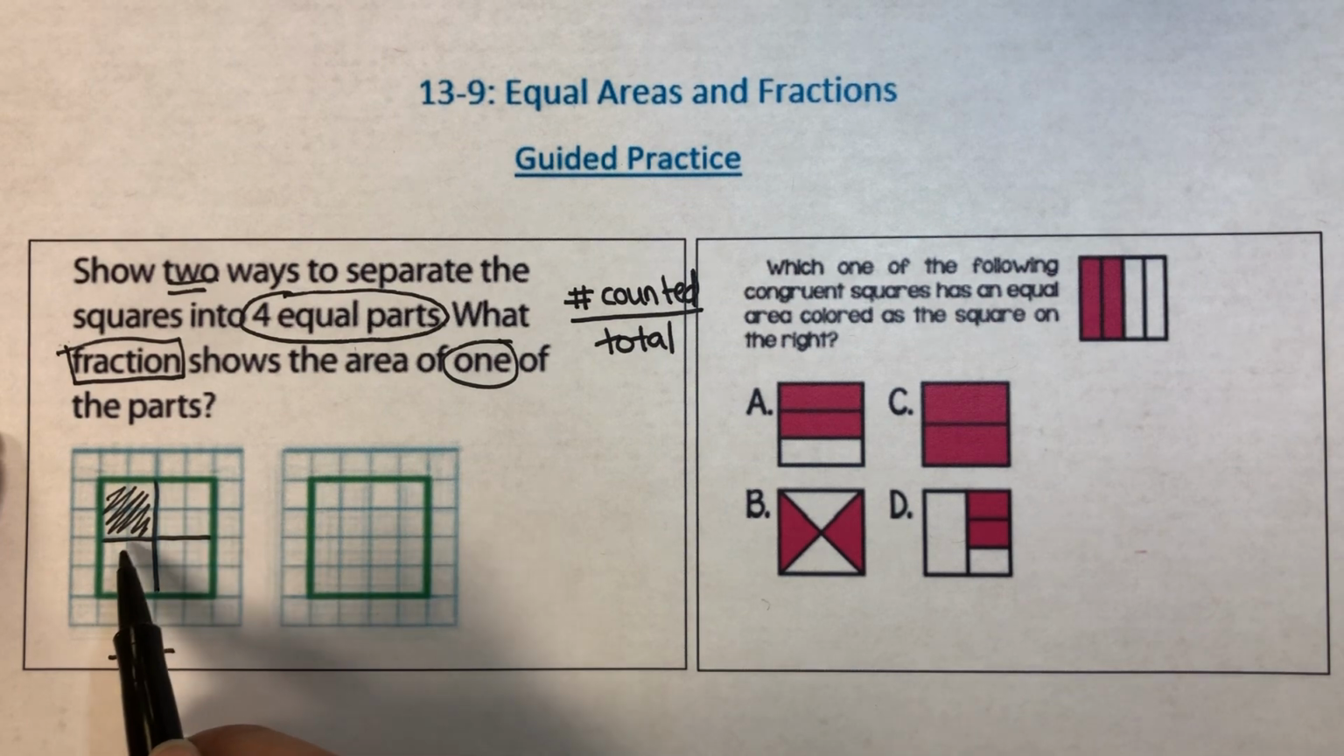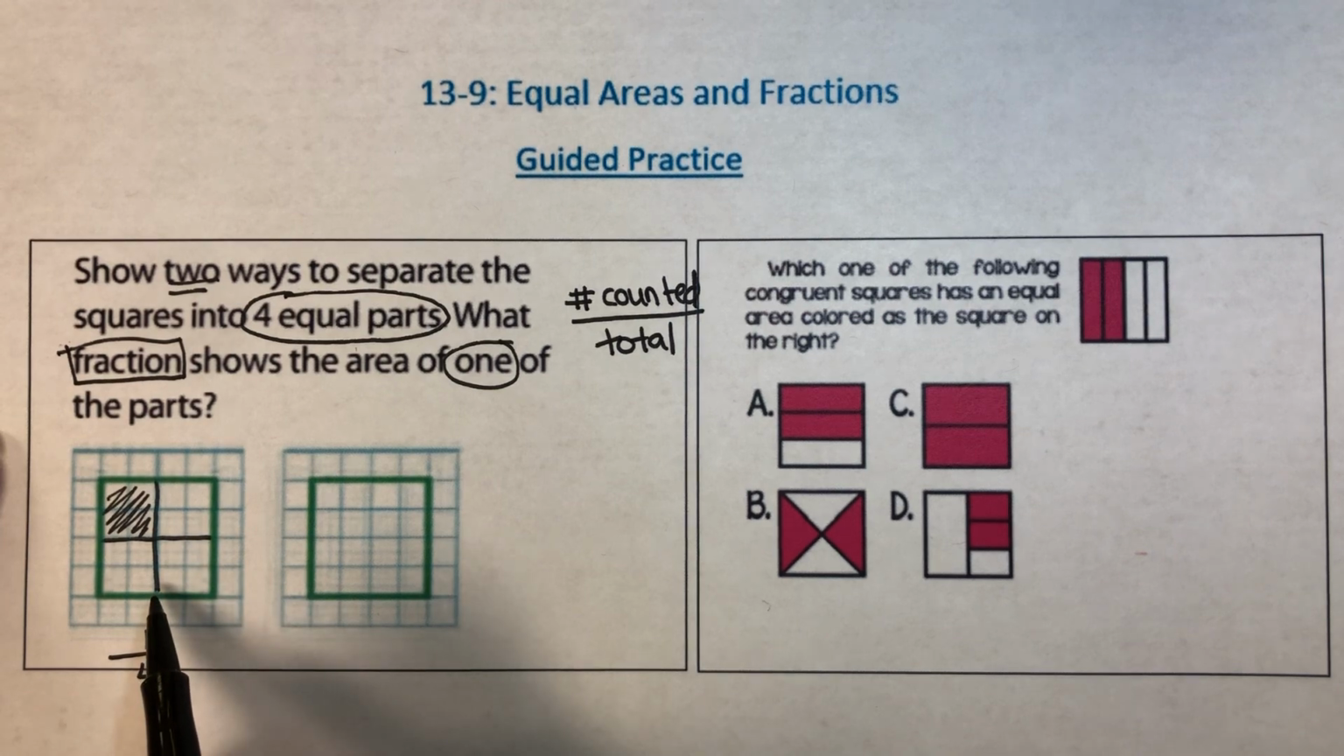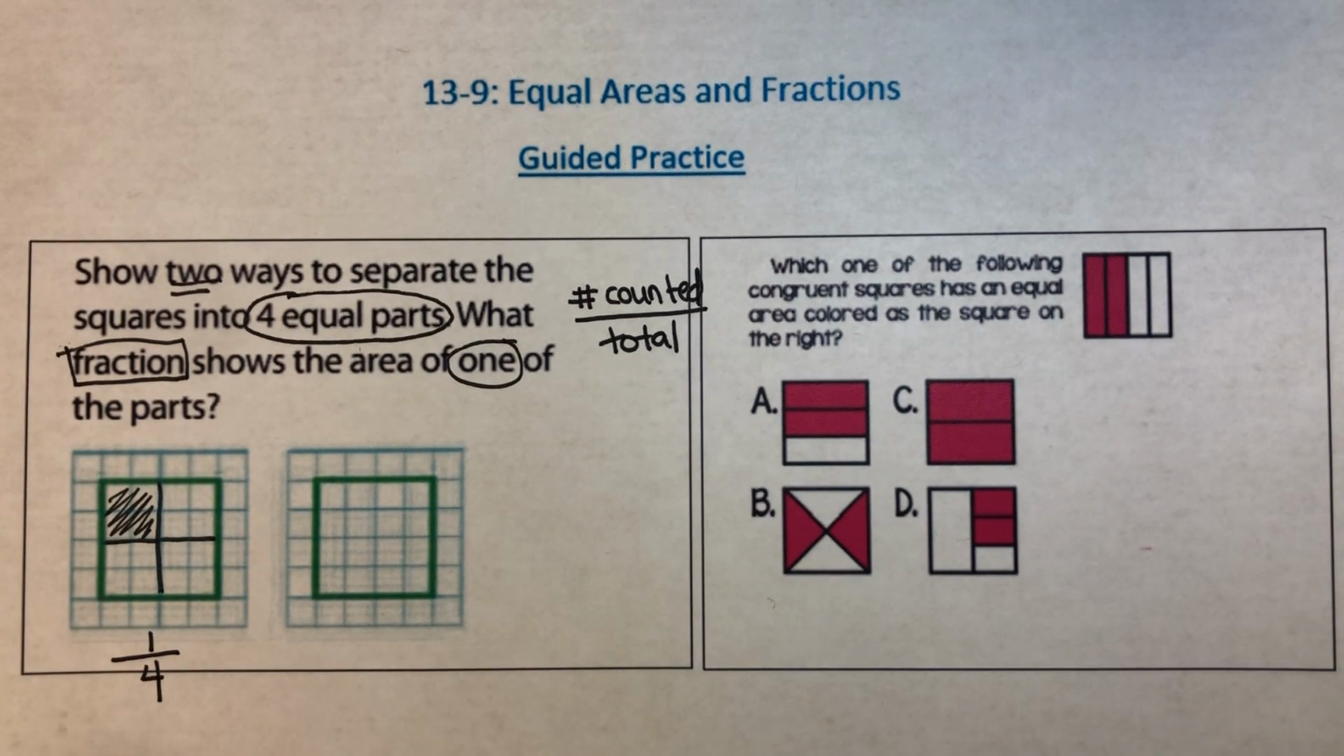They each cover 4 square units. They have the same area. They cover the same number of square units. Their areas are the same. So with fractions, we have to make sure that each part is an equal part and it covers the same amount of area.